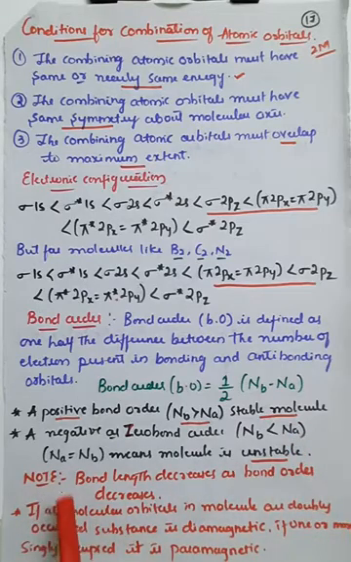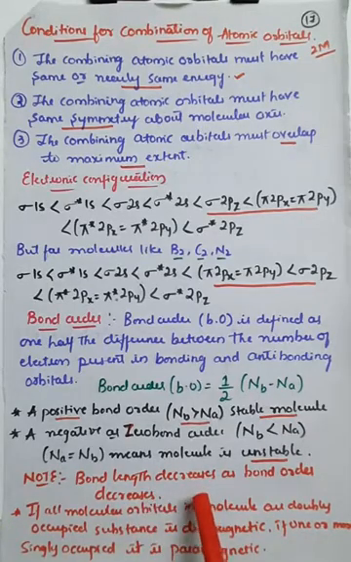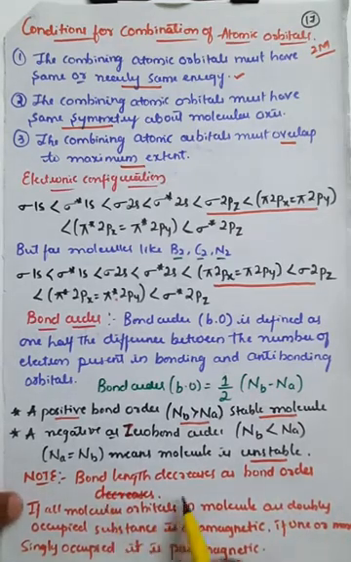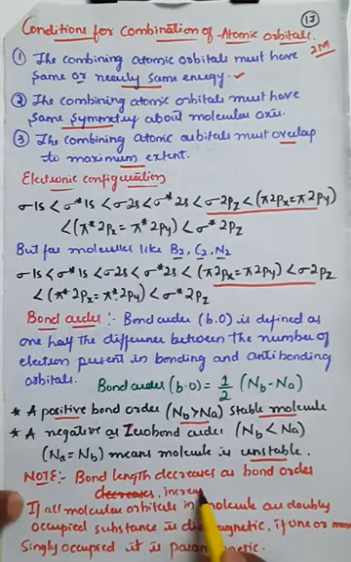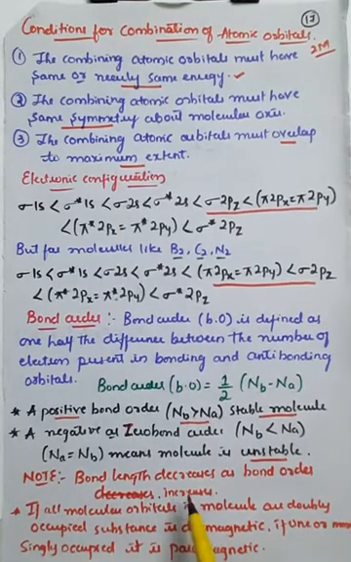There is one important note here. Bond length decreases as the bond order increases. If it is a single bond, its length is more. If it is a double bond, its length reduces. If it is a triple bond, then its length decreases further. So we'll go with a little bit of rough work here.